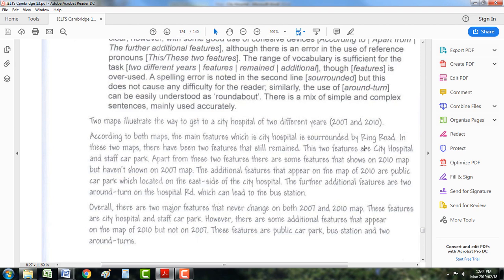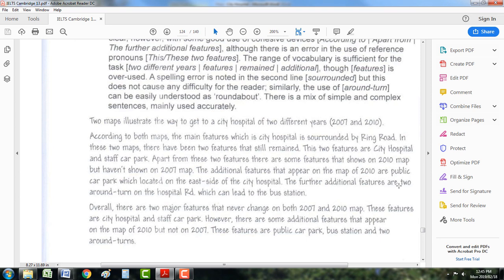It's a reference pronoun. One thing I don't like here is the student started with the things that remained, and we want, the important thing about the maps is the things that changed. Apart from these 2 features, there are some features that shows on but haven't shown on. Okay, now we're actually getting to the point. Haven't shown. Why? Still with the present perfect. Additional features that appear are public car park, which located. There you needed a passive, which were located.